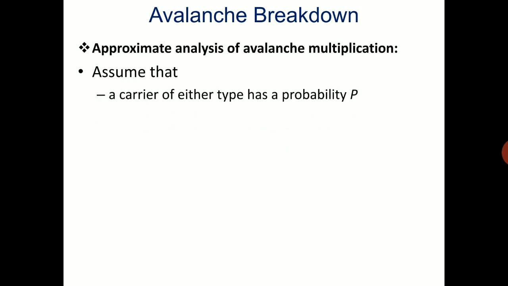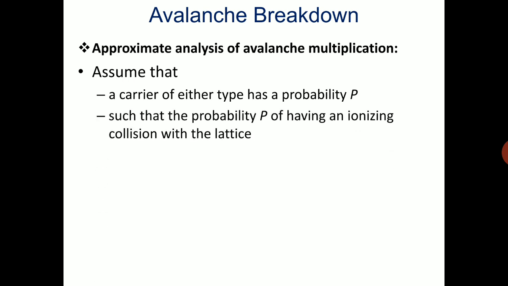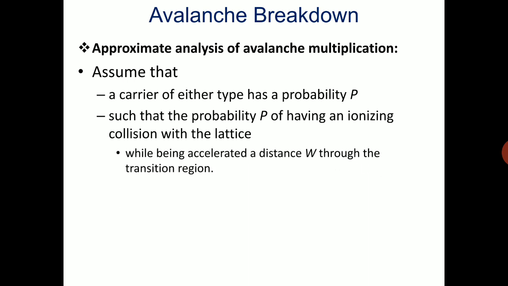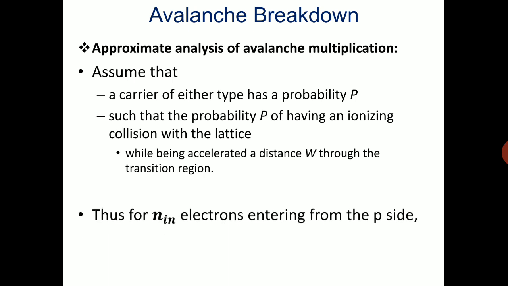Okay, assume that a carrier of either type, it may be an electron or a hole, has a probability P of having an ionizing collision with the lattice while being transported a distance W through the transition region. Why ionizing collision? Because the P and N regions are lightly doped. Thus we will take electrons only.